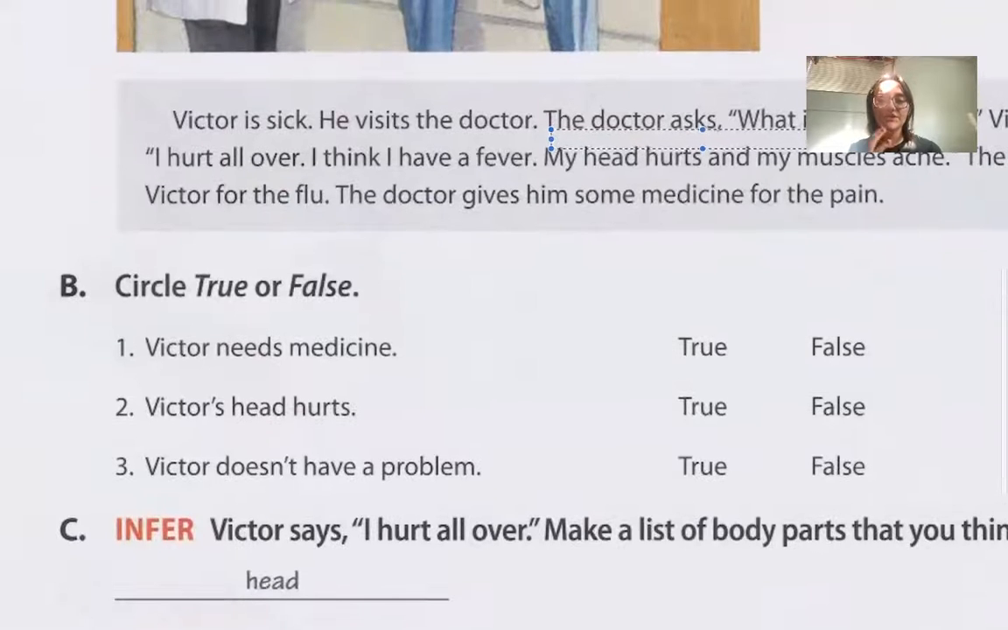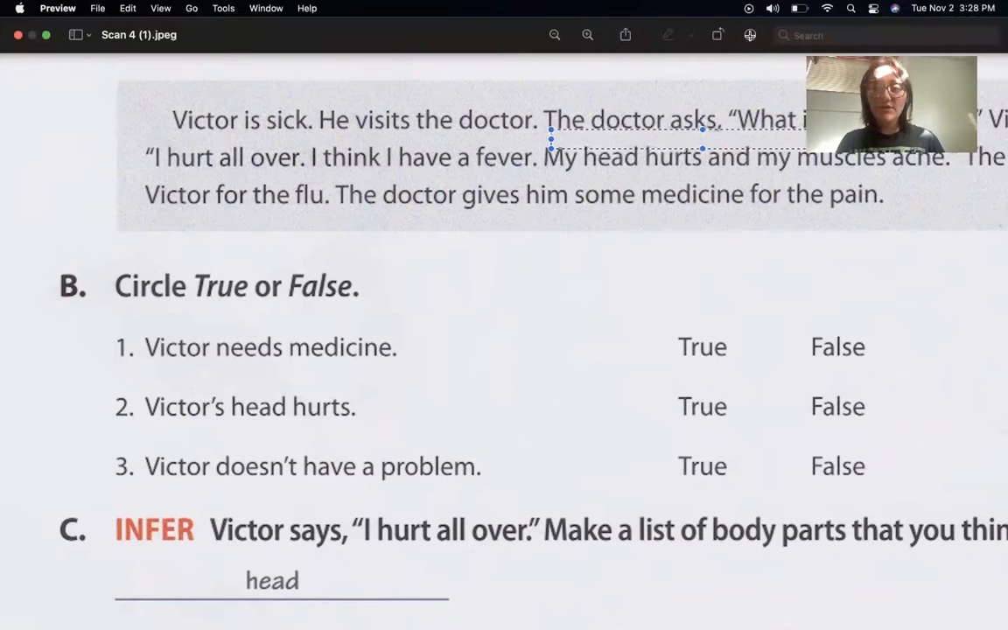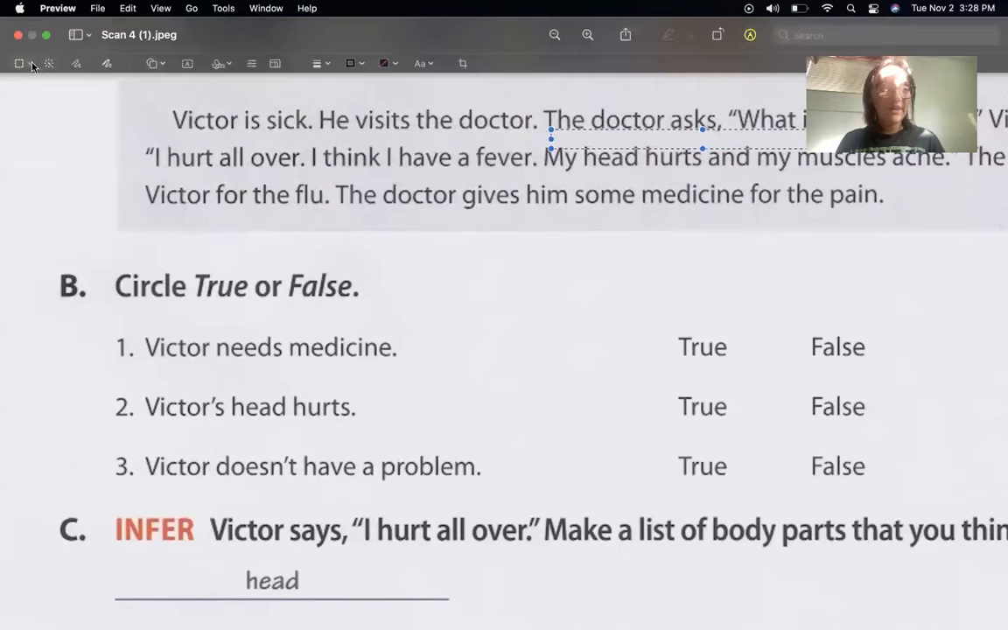Okay, so now what we need to do is circle true or false. So the first thing it says, Victor needs medicine. Second one is Victor's head hurts. Third, Victor doesn't have a problem, right? So let's go through this together, all right? And look at it, try and figure out what's going on.